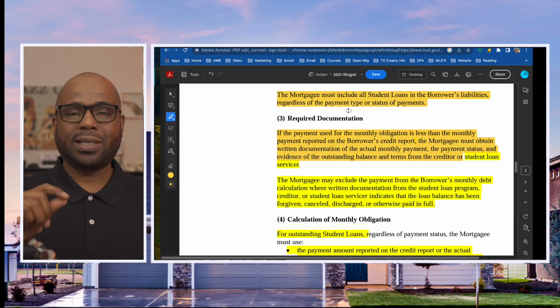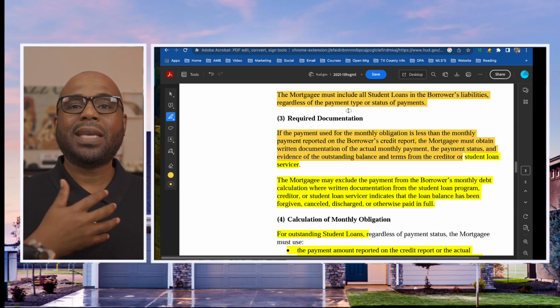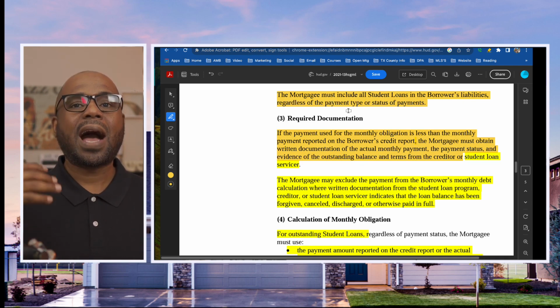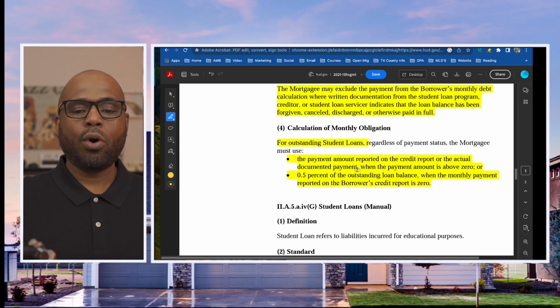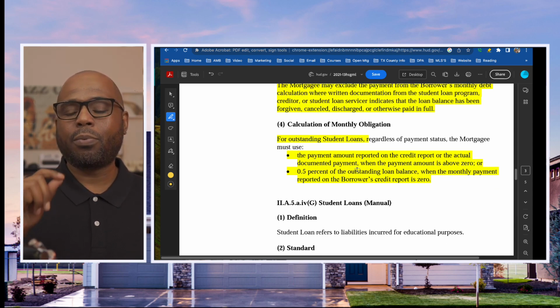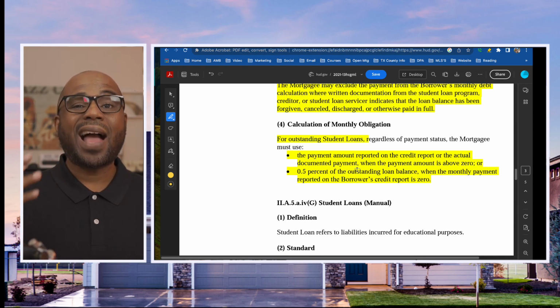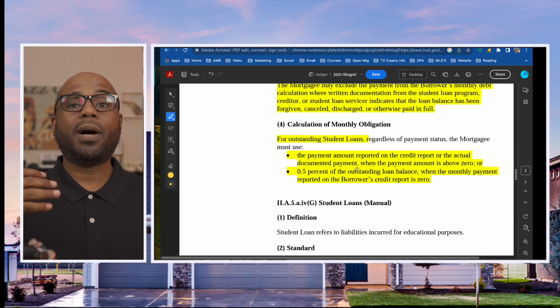The good news is now with FHA, some changes have been made to help mitigate inflation, the higher cost of things. So for outstanding student loans, regardless of payment status, on FHA loans, we must use the payment amount reported on the credit report or the actual documented payment when the payment amount is above zero.